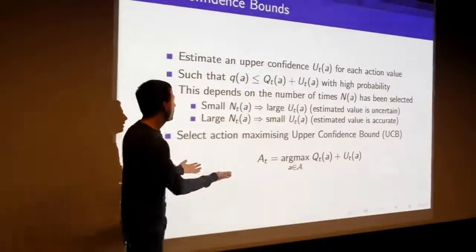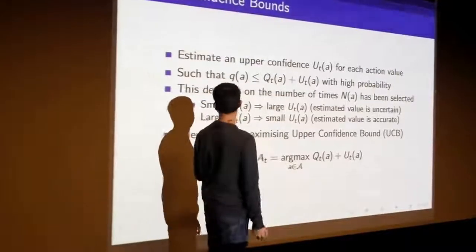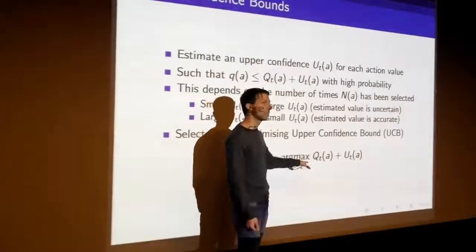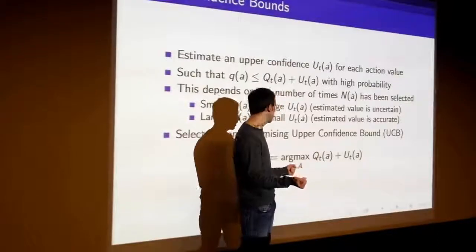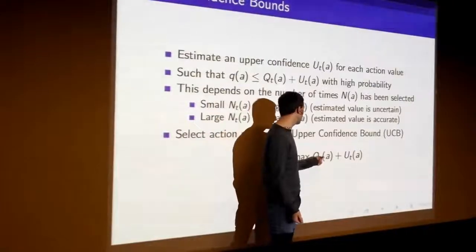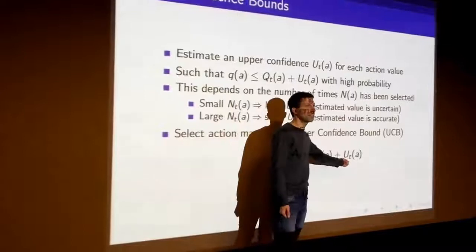And so the algorithm is really simple. We call this UCB. We select the action that maximizes the upper confidence bound. So instead of maximizing over Q, or instead of adding on some random thing, we pick the action that maximizes Q plus this upper confidence value, U.